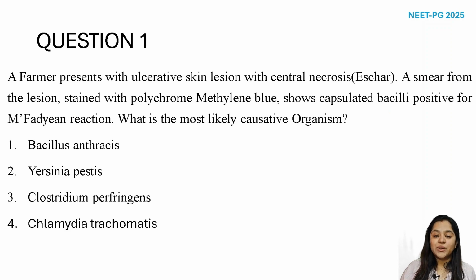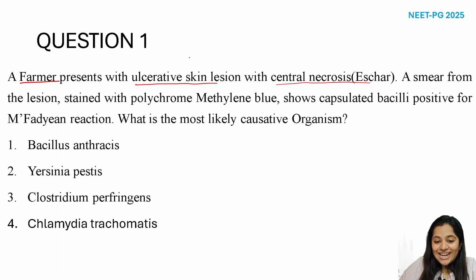What is the most likely causative organism? Now, let's decode this question. What is the clinical clue here? We have a farmer with ulcerative skin lesion and a central necrosis. Now, all of this is classic for your cutaneous anthrax.